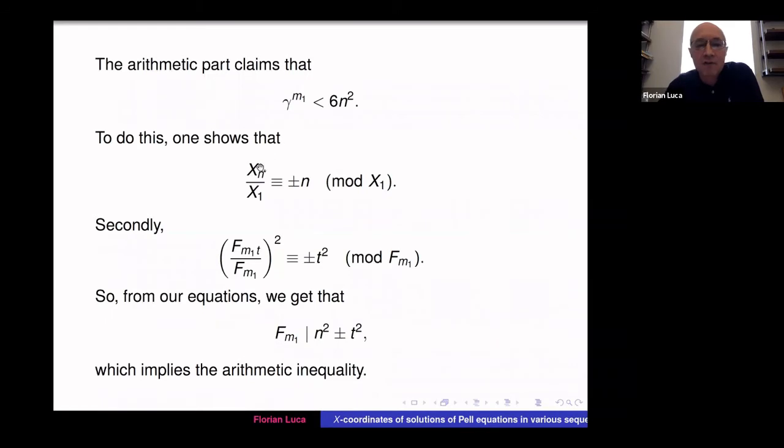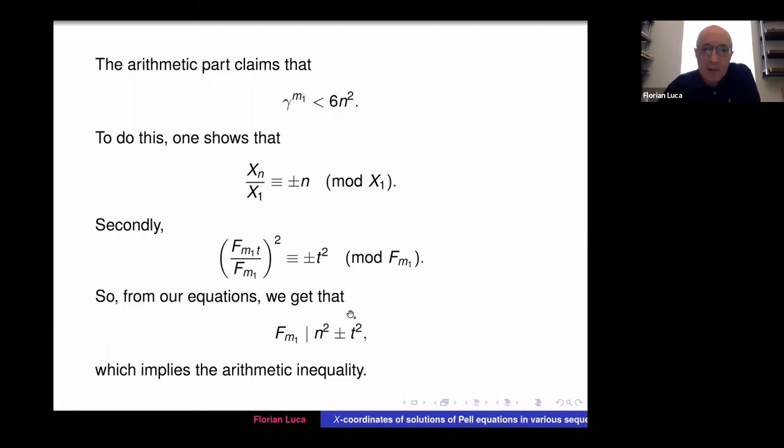Now use the fact that this is the same as that after you square it. This means that n squared is the same as plus minus t squared. So f sub m1, which is x1, divides n squared plus minus t squared. So we obtained a fantastic property, namely that because f sub m1 is exponential in m1, and somehow it has to divide only an amount that's about the index of the Pell equation.